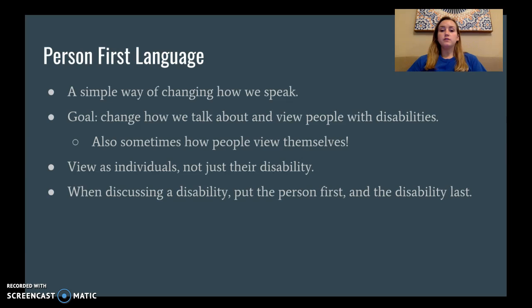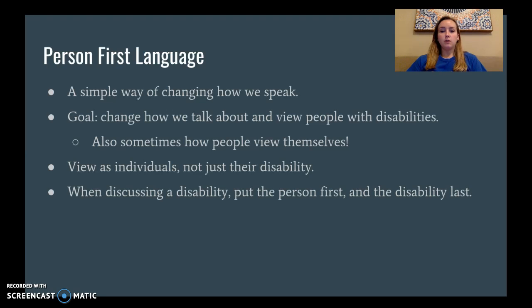So the goal here is to view people as individuals. So people are people first. So we have students who might have disabilities, but they are also students. They're also brothers, sisters, soccer players. They like Fortnite. They like baseball. They like basketball. Their favorite color is blue. They have all these interests and skills that are not represented by their disability. So we don't want to tie their entire identity to this disability is kind of the goal here.